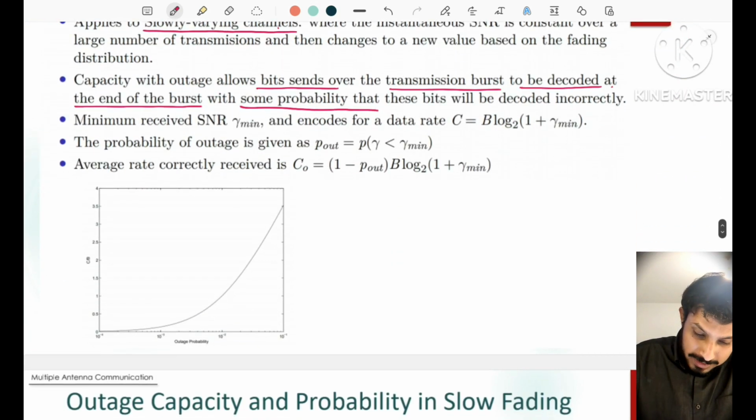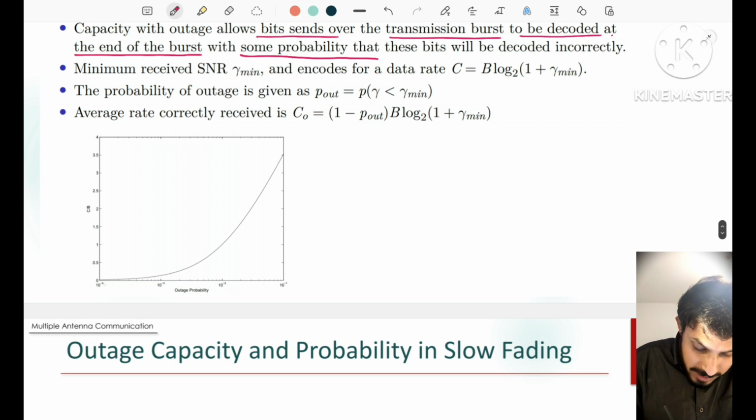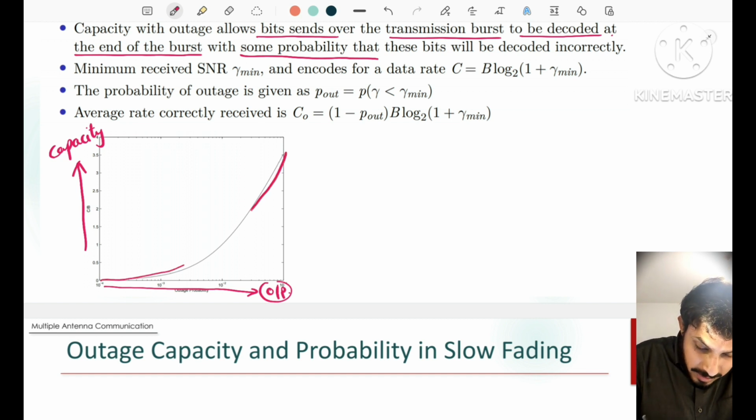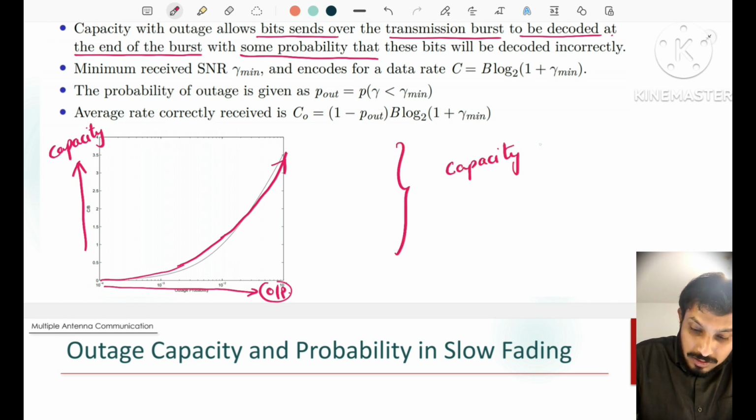So what we mean by this is, as we are telling the transmitter to increase the outage probability, the capacity is increasing. So this is the main realization of capacity with outage.